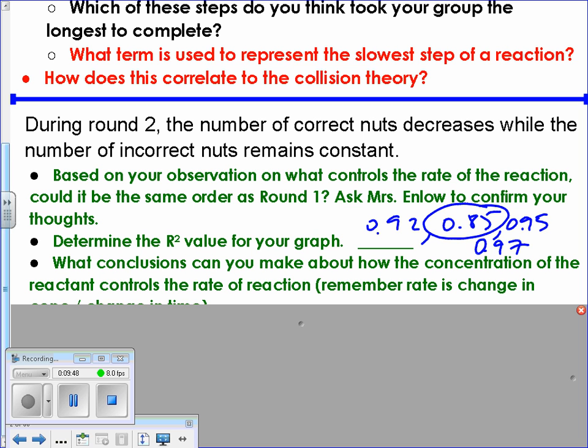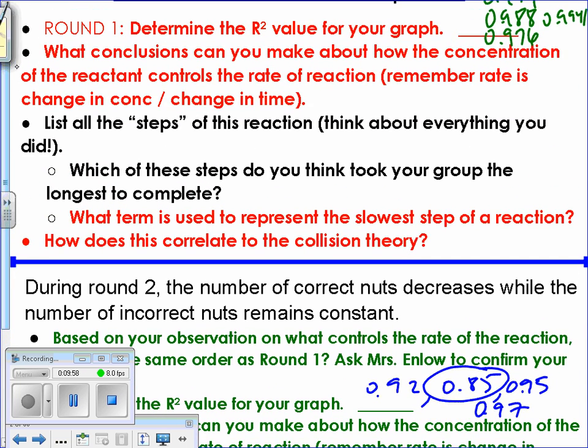Because this one, we know the graph is not linear. We know it's got that little slope where it goes down, down, down. So this should indicate to you, between the differences between the two of these, you should say, does the concentration of the correct nut have an impact on the rate of this reaction? Why are you saying no, Shannon?